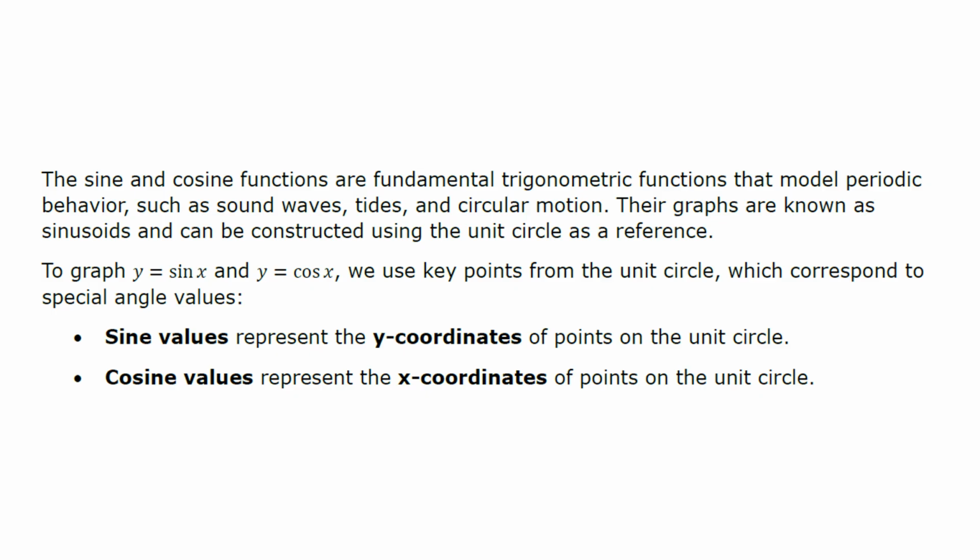The sine and cosine functions are fundamental trigonometric functions that model periodic behavior, such as sound waves, tides, and circular motion. Their graphs are known as sinusoids and can be constructed using the unit circle as a reference. To graph y equals sine x and y equals cosine x, we use key points from the unit circle which correspond to special angle values. Sine values represent the y-coordinates of points on the unit circle, and cosine values represent the x-coordinates of points on the unit circle.